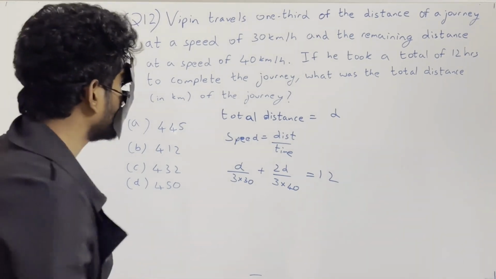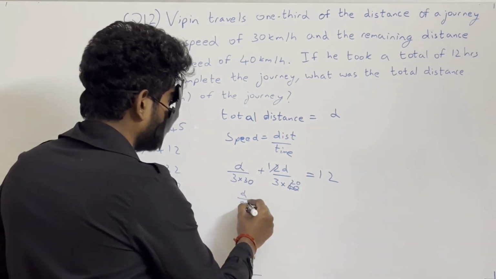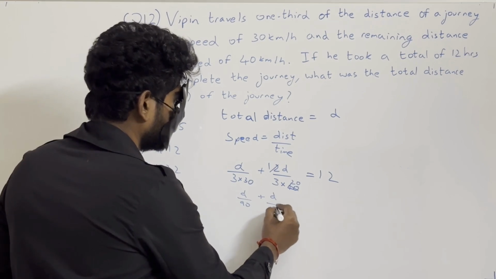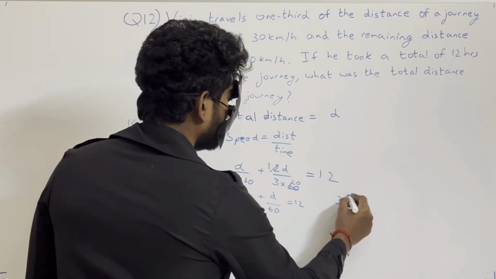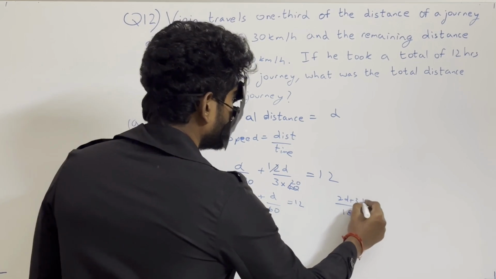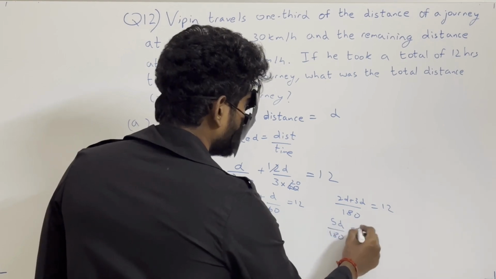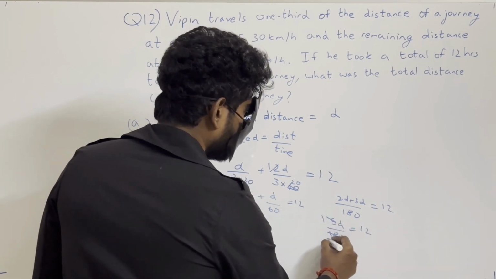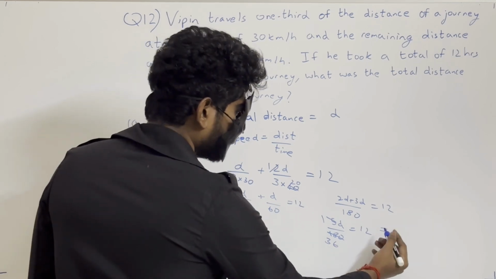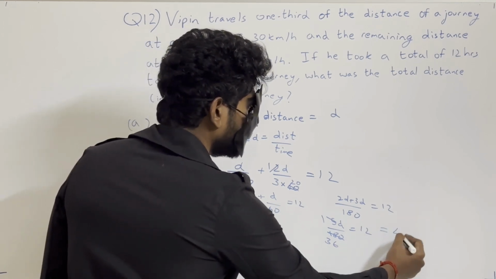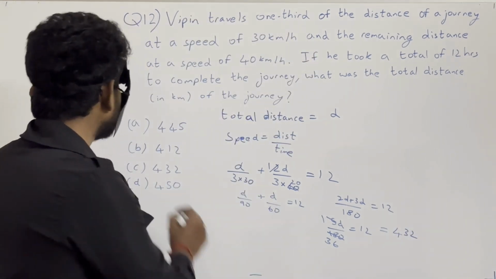Now we have to solve this equation. It is nothing but d by 90 plus d by 60 is equal to 12. Take LCM, which is 180: 2d plus 3d is equal to 12. So 5d by 180 is equal to 12. 5 ones are 5, 36 ones are 36. 36 into 12 is nothing but 360 plus 72, which is nothing but 432. So option C is right.